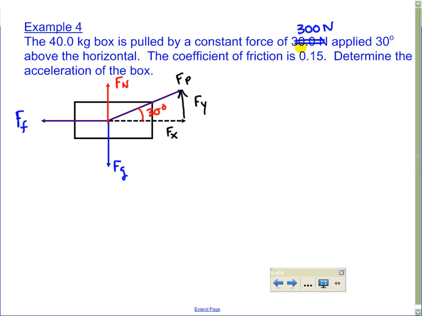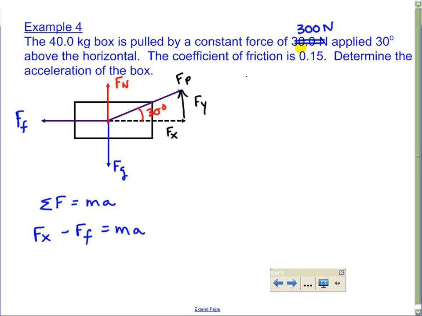Let's look at our summation of equations first, and then we shall list what we know and start solving. Our summation of equations for our system is just Fx minus the frictional force, just like example 3, and that will accelerate our mass. So let's list what we have.